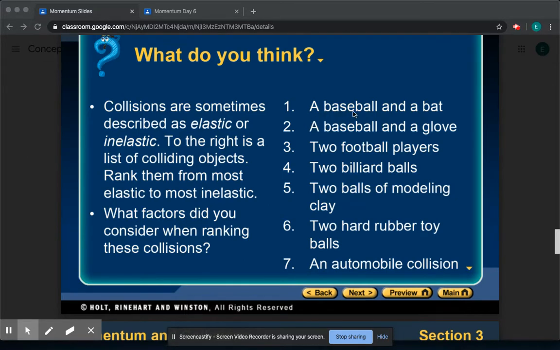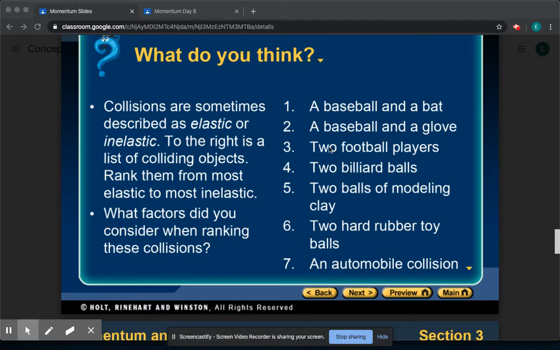When a baseball comes in contact with a bat, the baseball is going to bounce off of the bat and fly off. That's what you're trying to do. You're trying to hit the ball as far as possible. So this would be an elastic collision. With a baseball and a glove, you're trying to catch the ball. When the ball comes into the glove, you close the glove, and now they're stuck together. So that would be an inelastic collision.